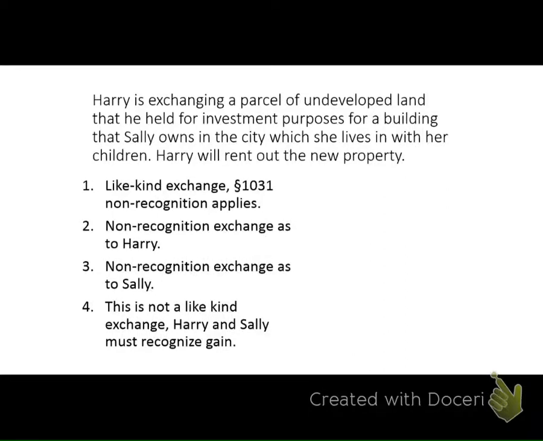Our next question. Harry is exchanging a parcel of undeveloped land that he held for investment purposes for a building that Sally owns in the city, which she lives in with her children. Harry will rent out the new property. Okay. So read through the answers again and figure out which one applies here.